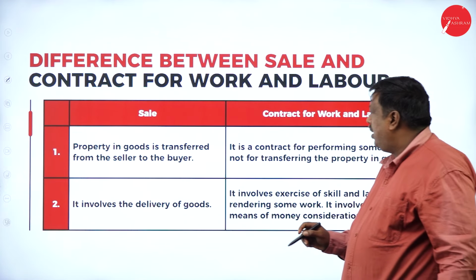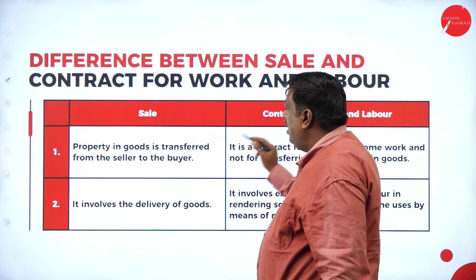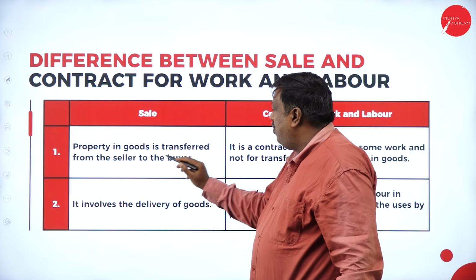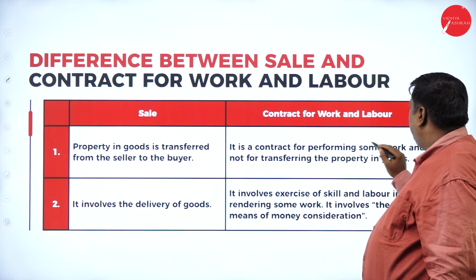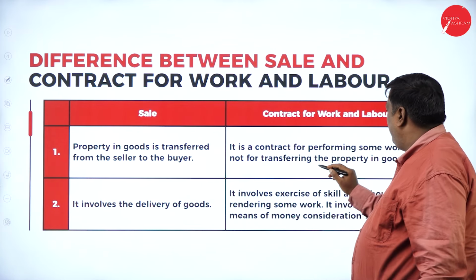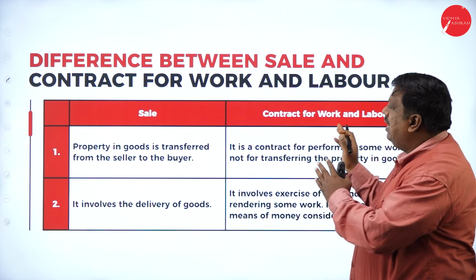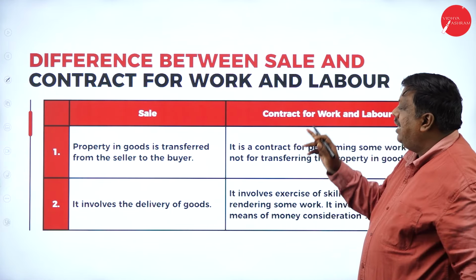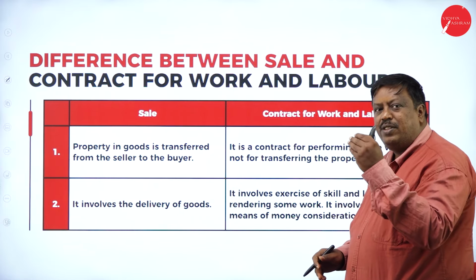Next we have contract for work and labor. In a sale, property in goods is transferred from the seller to the buyer. A contract for work and labor is a contract for performing some work and not for transferring the property in goods. See, what is the difference we have here between sale and contract for work? Here, in the sale, the rights of the goods and the property will be transferred to the buyer.